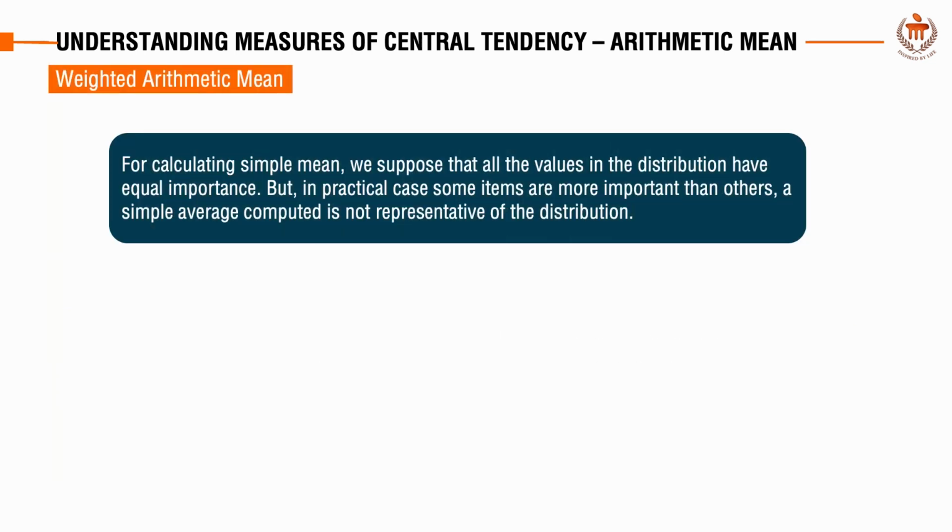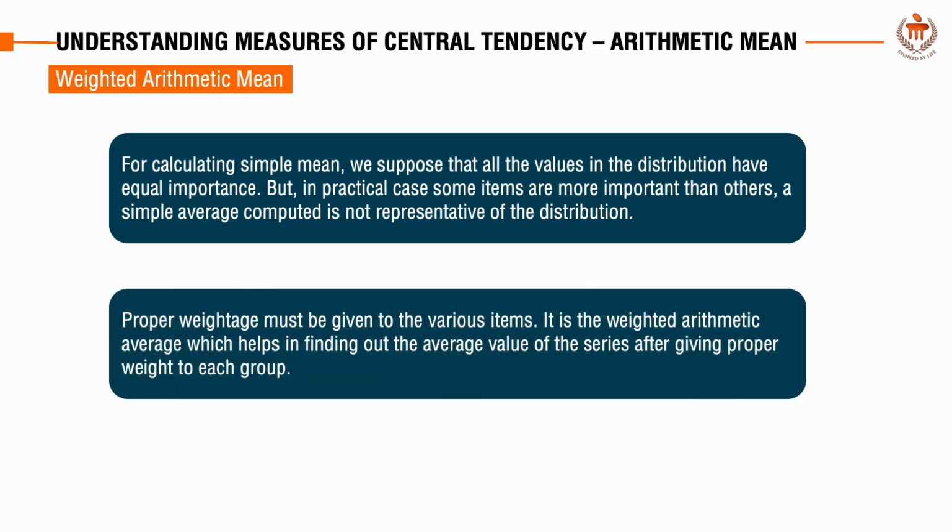Now talking about weighted arithmetic mean. Let's try to understand it. When we calculate the simple mean, we assume that all the values or sizes of the items in the distribution have equal importance. But in practical life, it may not be so. In case some items are more important than others, the simple average computed is not representative of the distribution. So the proper weightage has to be given to the various items.